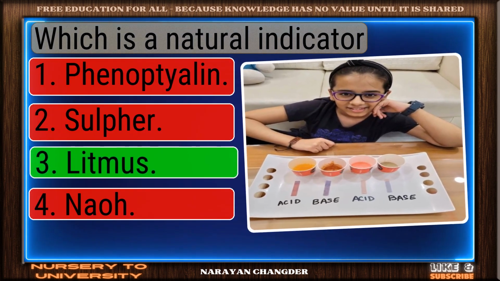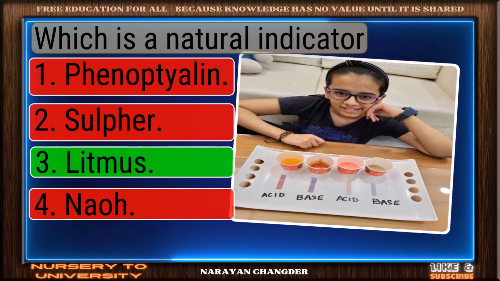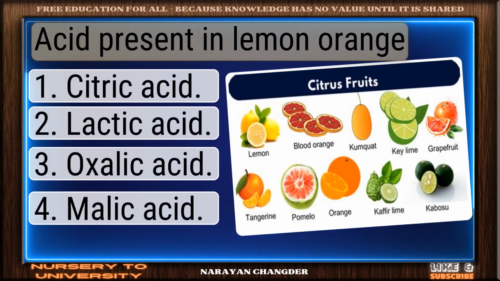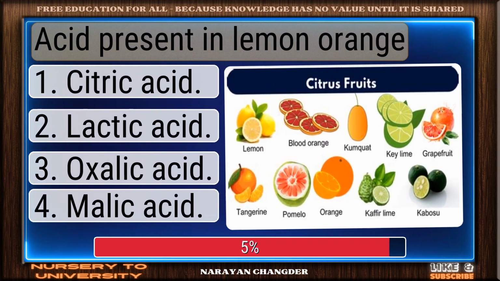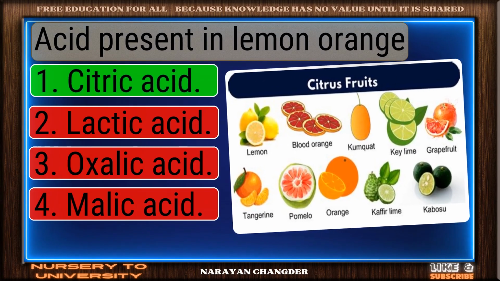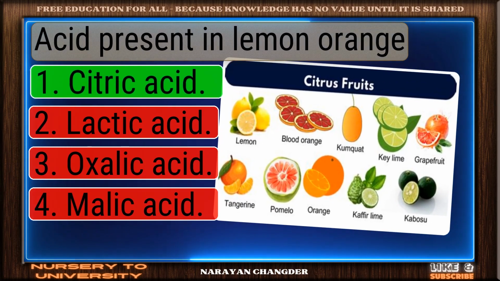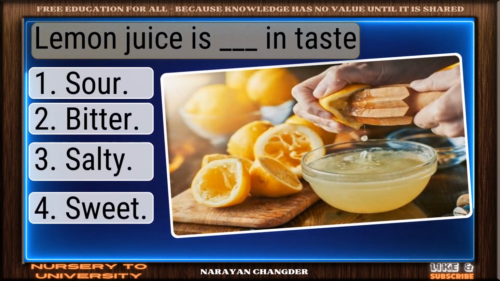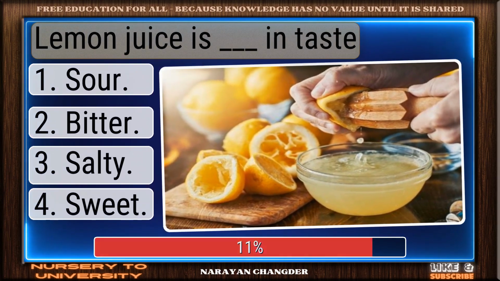Smart pick. Litmus is the correct choice. Question number 171. Acid present in lemon, orange? You're right. Citric acid is the correct answer. Question number 172. Lemon juice is dash in taste.